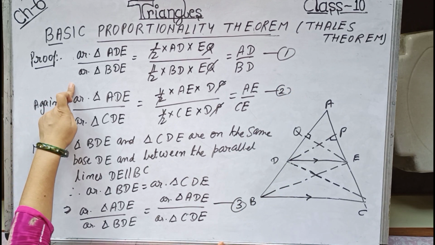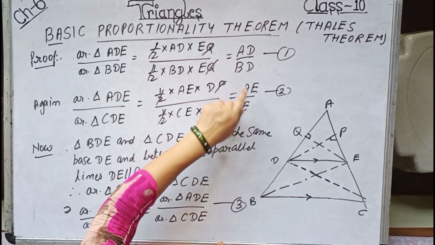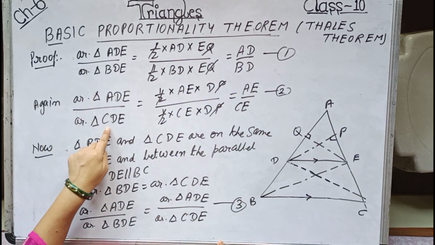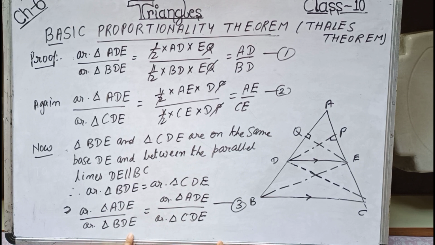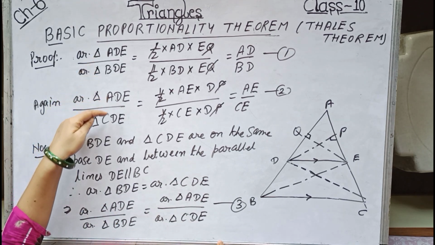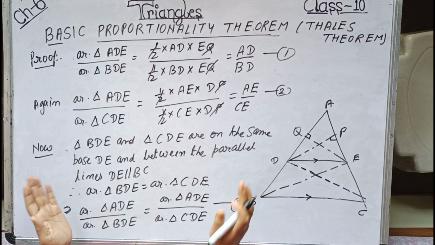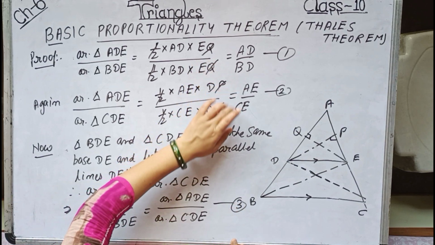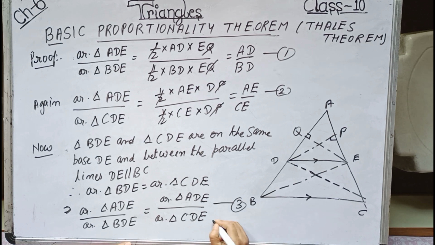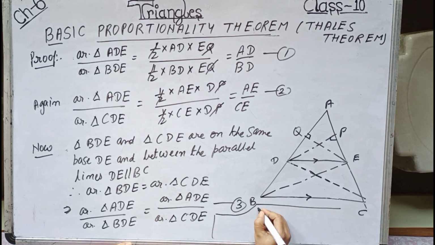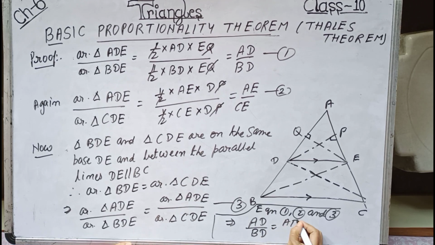So number 1 says that ADE by BDE equals AD by BD. Number 2 says that ADE by CDE equals AE by CE, and number 3 says that ADE by BDE equals ADE by CDE. So 1, 2 and 3 will imply that AD by BD equals AE by CE. So at the last step we will be writing equations 1, 2 and 3 imply AD by BD equals AE by CE, and hence proved.